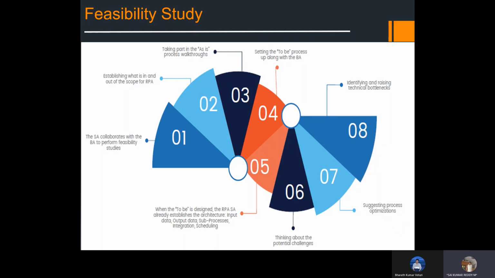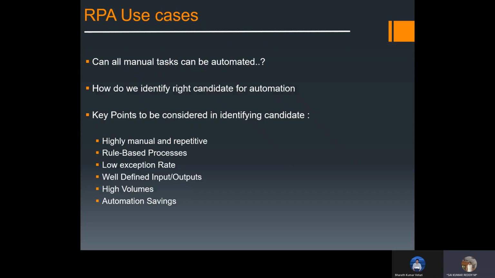So this is generally a feasibility study, what kind of processes we can take. So the first step is the SA collaborates with the BA to perform feasibility studies, meaning one member from the RPA team will collaborate with another member from the business process who actually performs those steps manually. We will interact and check whether it is feasible for RPA or not. So as I mentioned, these are the feasibility tests we need to choose. It is a highly manual, repetitive, rules-based task with a low exception rate. And so these kinds of limitations are there.